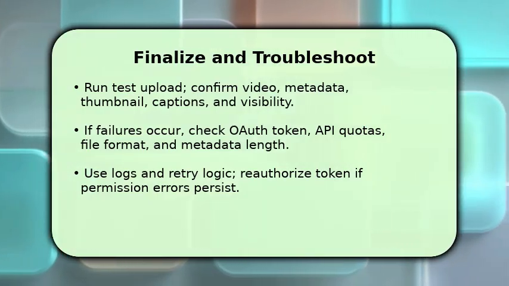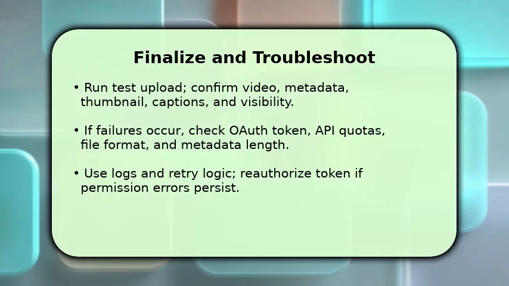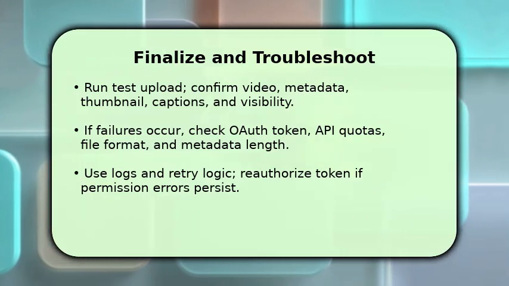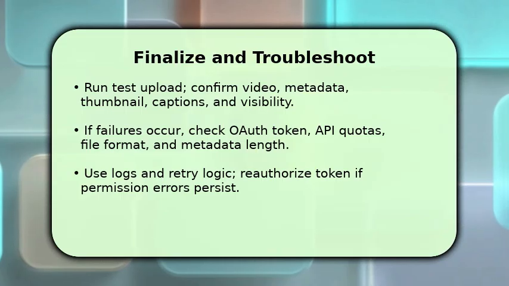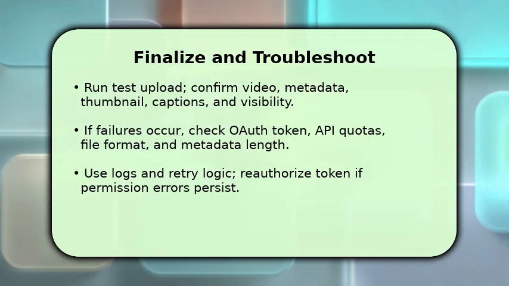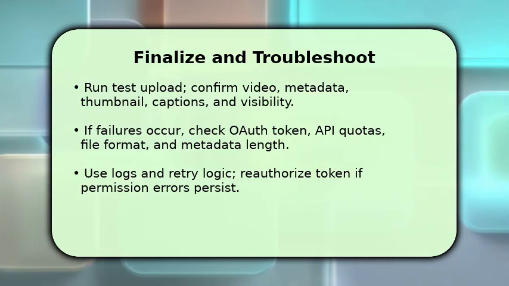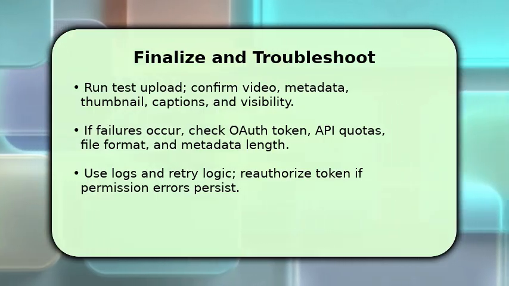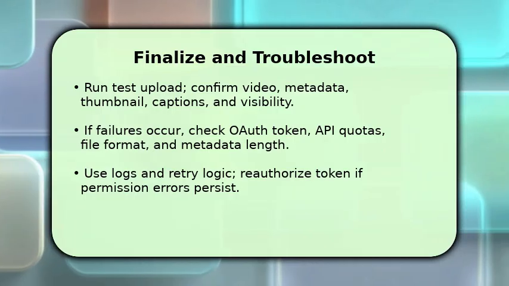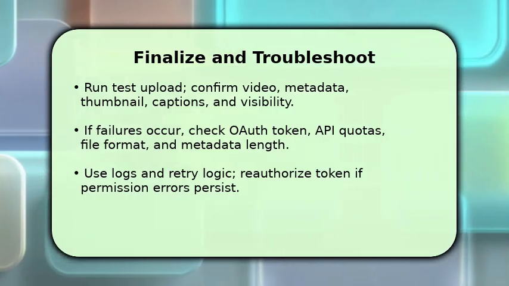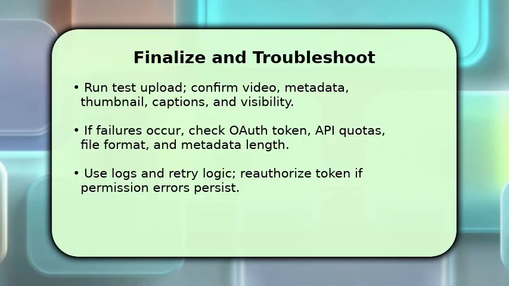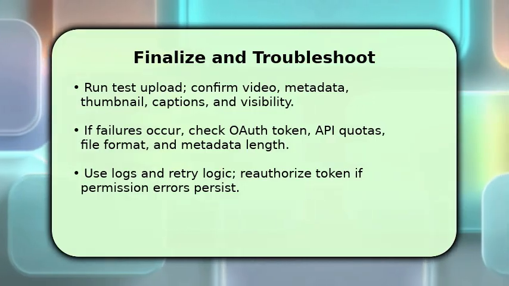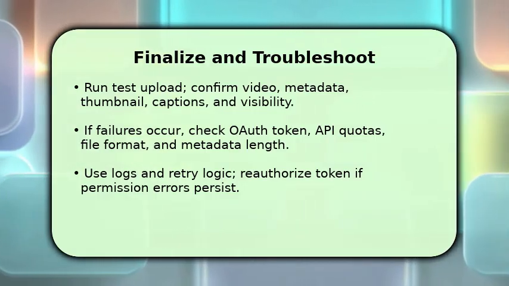If anything fails, check common culprits: expired OAuth token, API quota limits, unsupported file format, or metadata exceeding character limits. Use EA logs to find HTTP error codes and implement retry logic for transient issues. If you see permission errors, reauthorize the connection immediately. Once the test succeeds, proceed with scheduled or batch uploads and monitor for occasional reauthorization needs.